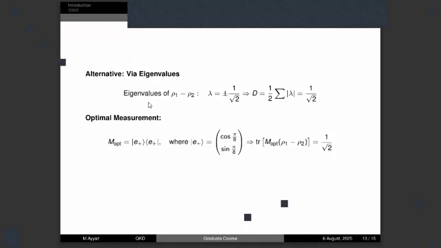Alternatively, we can calculate the trace distance by first finding the optimal measurement operator. First we calculate the eigenvalues associated with this density matrix. Then we form the optimal measurement, that is the projection on the positive eigenspace. And then we can solve this trace to find the trace distance between the two given states.